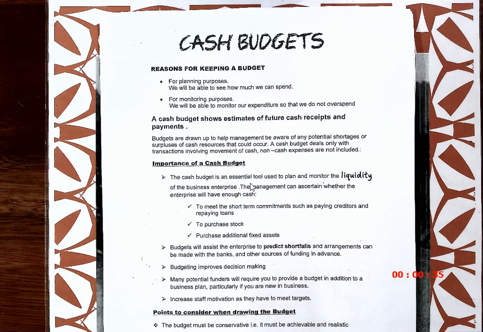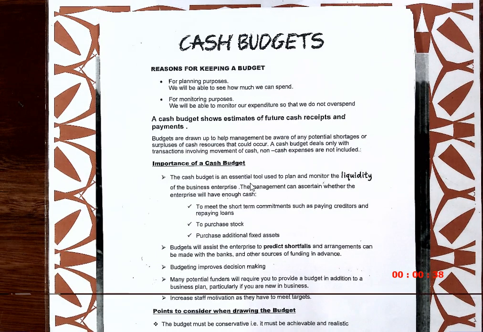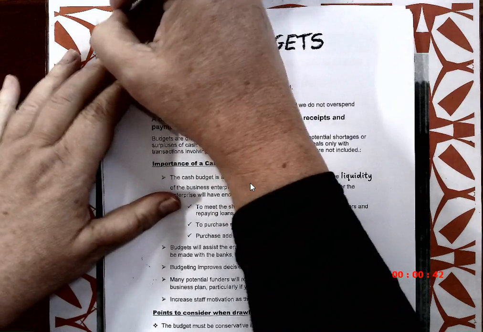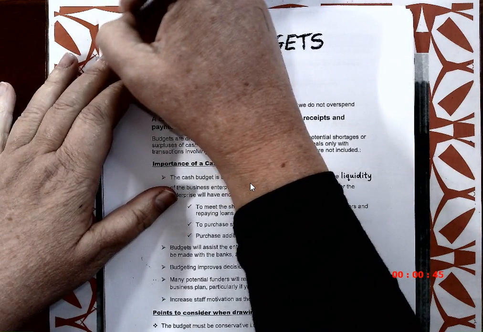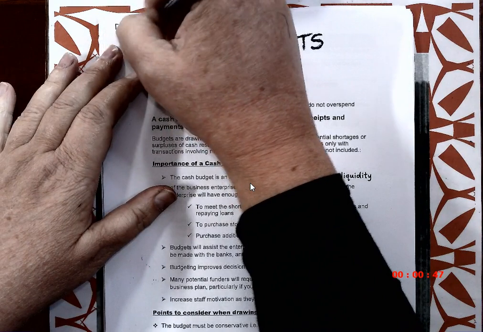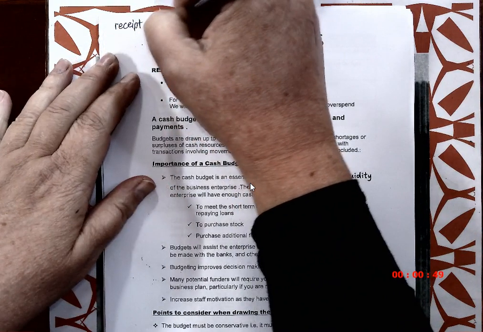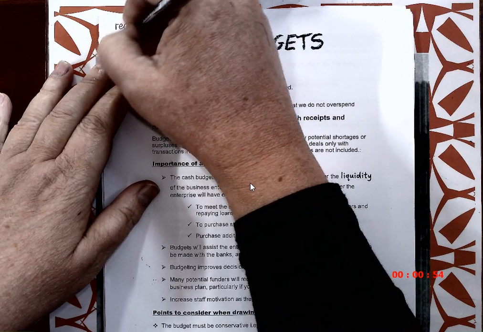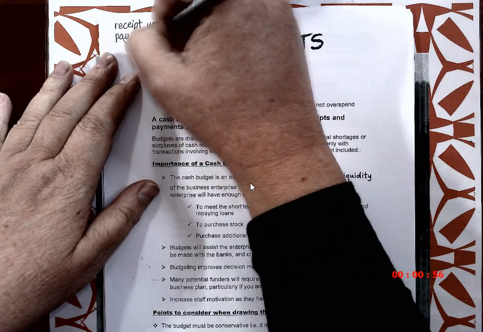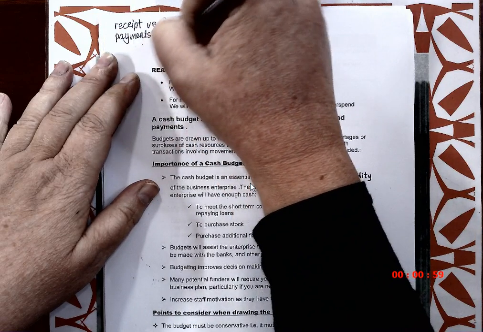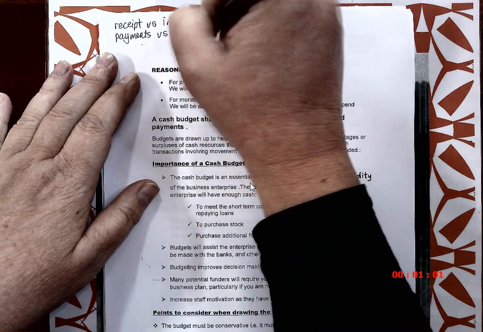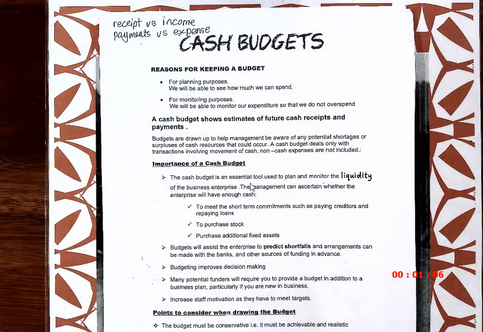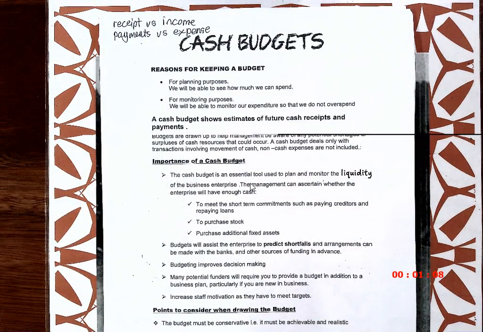You see? So, I want you to make a differentiation in your head between the words receipts and income, payments and expenses. There's a difference. Income and expenses can have an accrued and a prepaid in it.